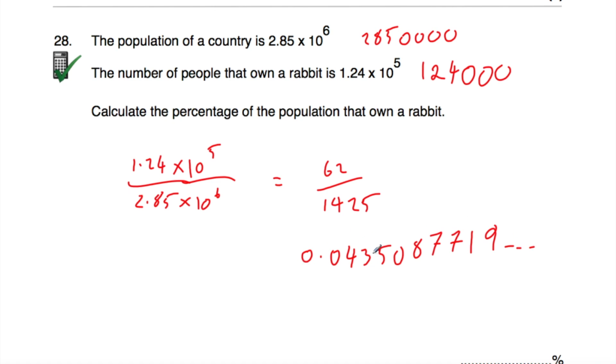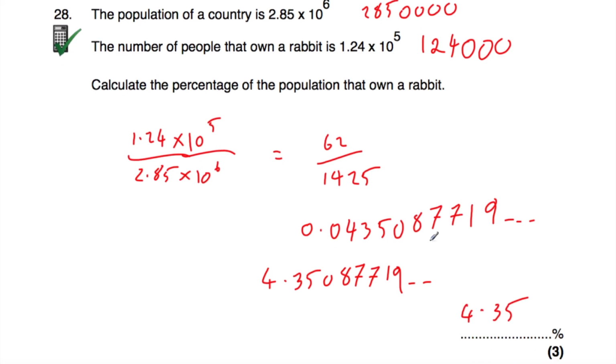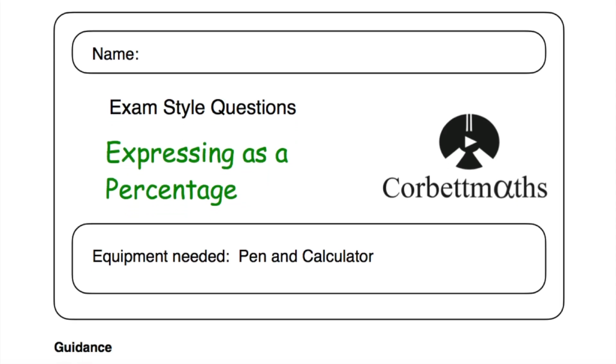We now want to change that to a percentage, so we're just going to move the digits 2 columns to the left. So the 4 will move into the tenths and then into the 1, so it's going to be 4 point 350877719 and so on. And then that means our answer will be 4.35% to 2 decimal places. And that's it. That's the percentage of the population that own a rabbit. So these have been the video solutions to the Corbettmaths Practice Questions on expressing as a percentage.